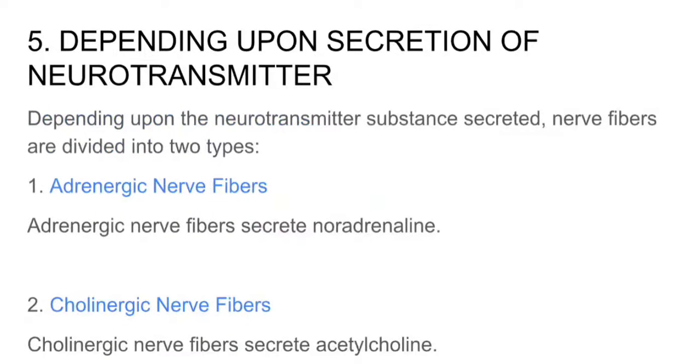Depending upon secretion of neurotransmitter. Depending upon the neurotransmitter substance secreted, nerve fibers are divided into 2 types. Adrenergic nerve fibers. Adrenergic nerve fibers secrete noradrenaline. Cholinergic nerve fibers. Cholinergic nerve fibers secrete acetylcholine.